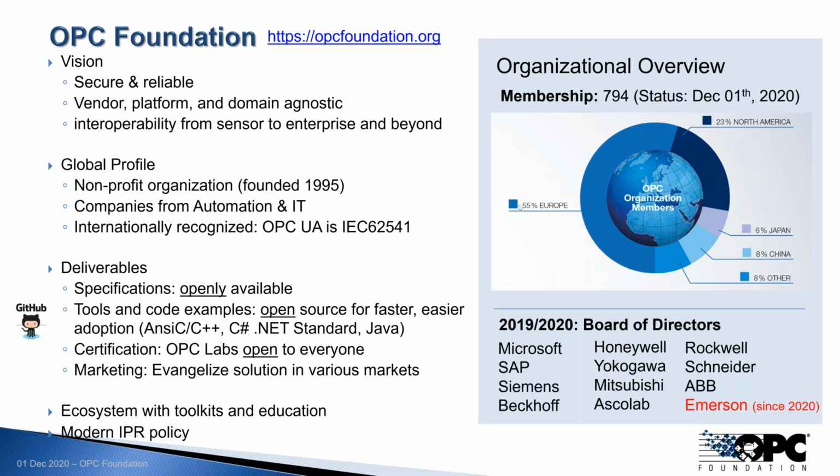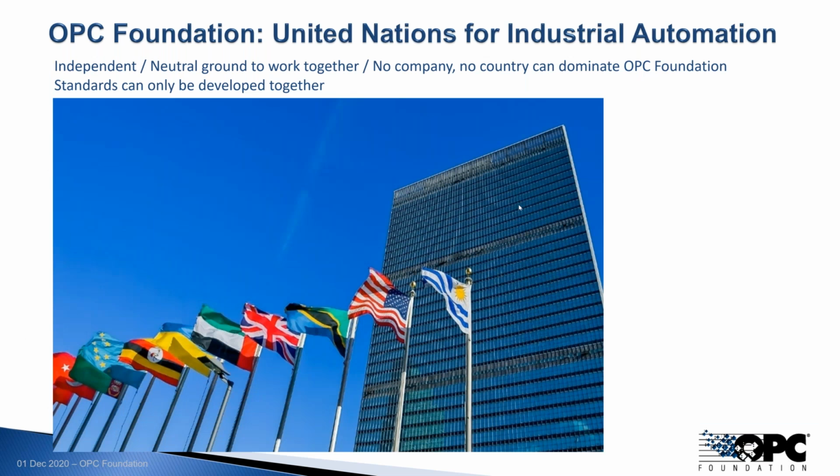So with this, we are really acting as the United Nations for Industrial Automation in the best meaning, which means it is independent. We are providing the neutral ground where all companies can come together to work on standardization. And there's not one single company and not one single country who's able to dominate the OPC Foundation. This is exactly needed to work together on standards.